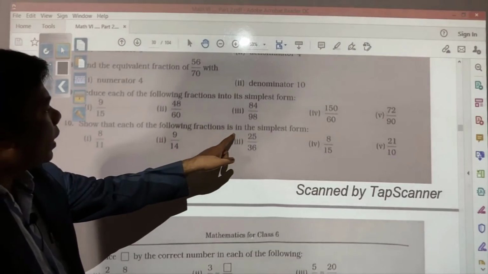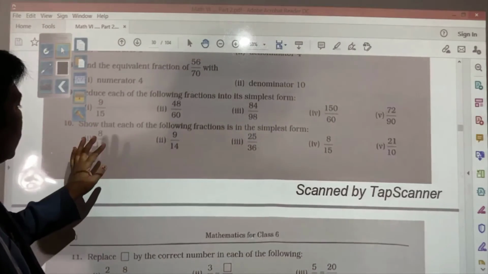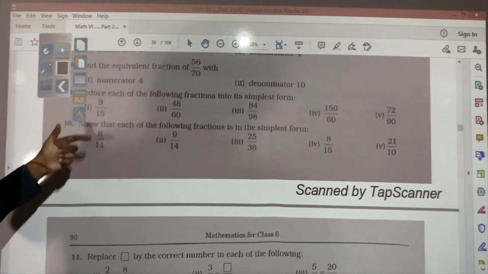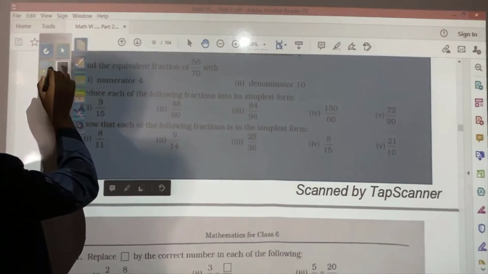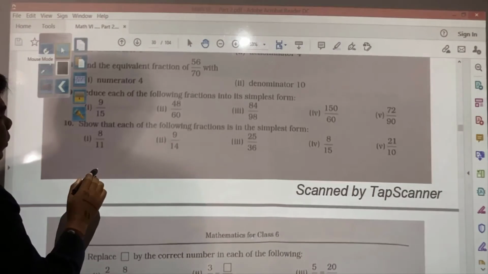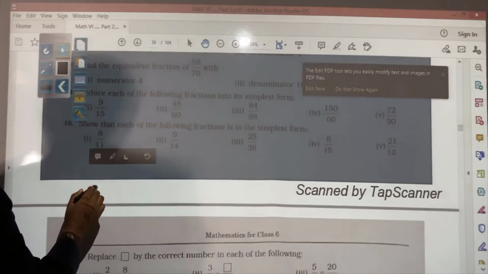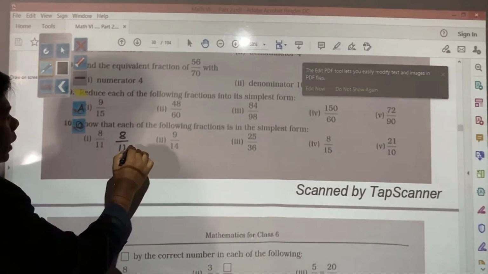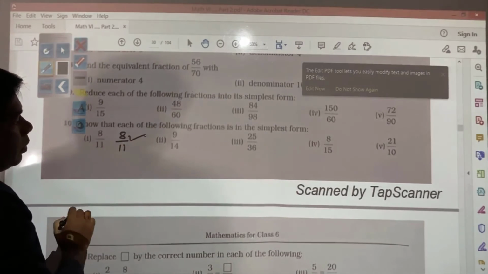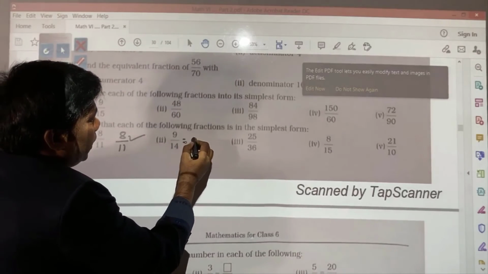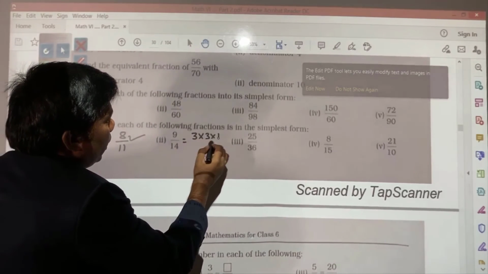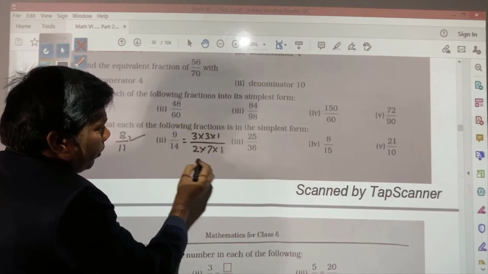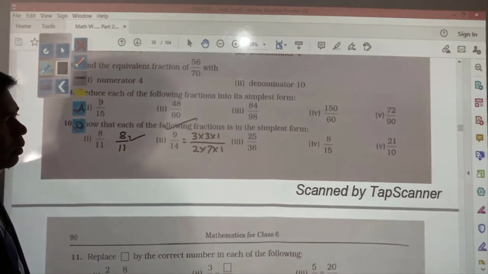Show that each of the following fractions is in the simplest form. You need to show whether this is in simplest form or not. Just you see 8 and 11. Can you see any common factor between them? I don't think any common factor we have between 8 and 11, and that's why this is in the simplest form. Here you see 9 and 14. This can be written as 3 into 3 into 1 divided by 2 into 7 into 1. Just you see, no common factor you have. It means this is also in simplest form.